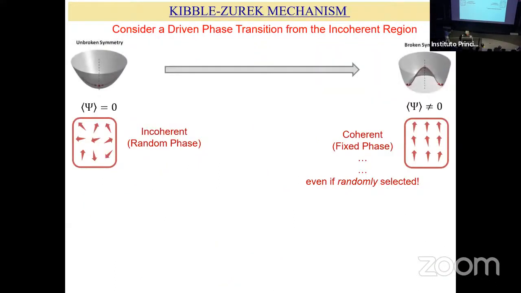Okay, so let's consider now driving the system. We start from an equilibrium above Tc and we want to drive to below Tc. So we start with something which is incoherent, with random phases and no net mean field. And we want to get to the case where we have this famous Mexican hat potential, with a non-zero value of the order parameter, with some phase that is fixed but has been randomly selected through the process.